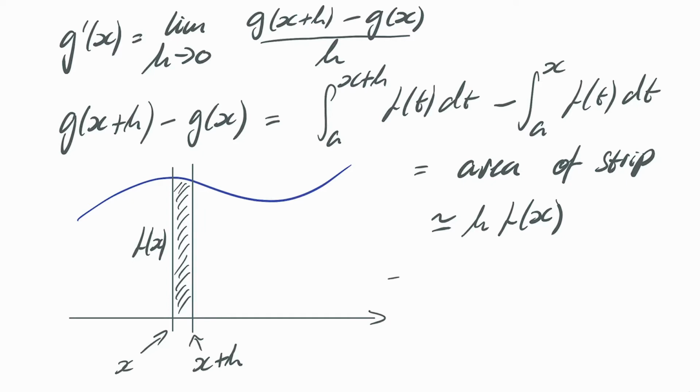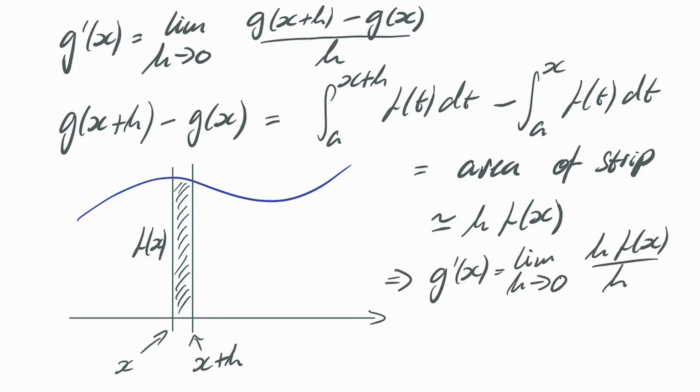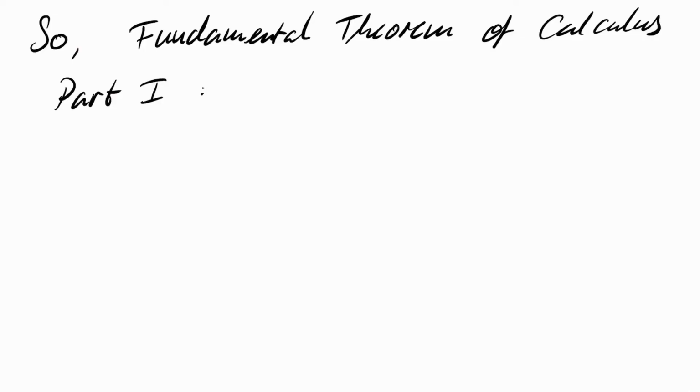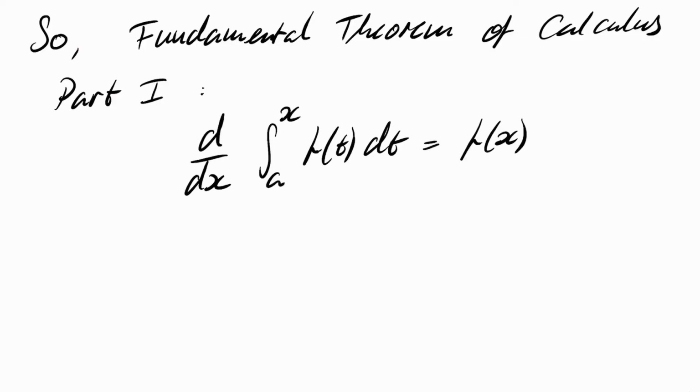Now, as we're going to take the limit as h tends to 0, that small change will get less and less relevant. So therefore, we can write that g prime is the limit as h tends to 0 of h times f of x over h. And of course, this is just f of x. So that's a really remarkable result, and this is known as the fundamental theorem of calculus, part 1. It's the first part of what forms the fundamental theorem of calculus. Let's just recap this. What we've shown is the derivative of an integral where the upper limit is x of f of t dt is equal to f of x. The derivative of an integral is the function itself.